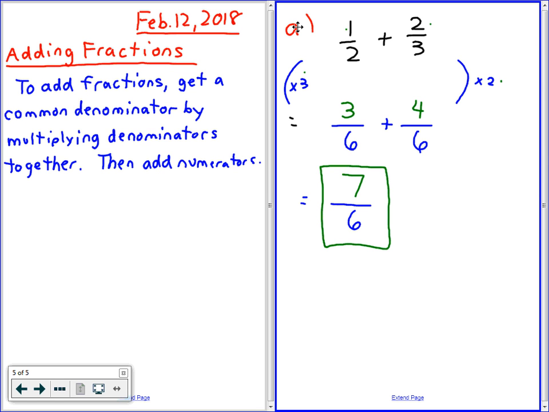This is more clear to you? Okay. I want to make sure. Not clear for anybody? Yeah, I think we're back. I think everyone's good. Okay, let's try letter B.